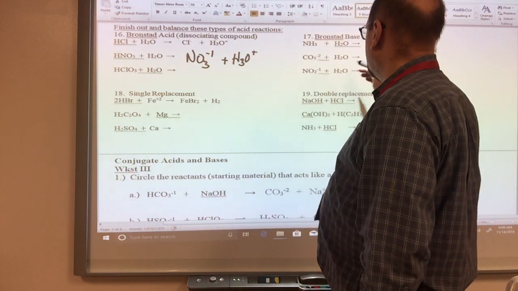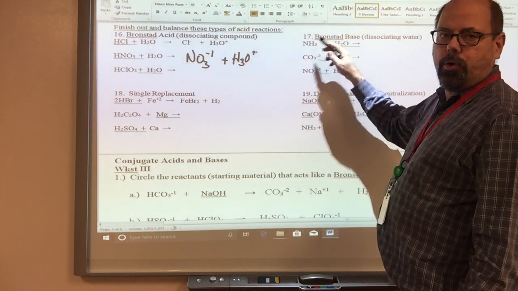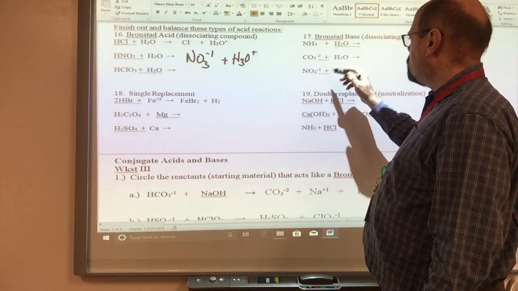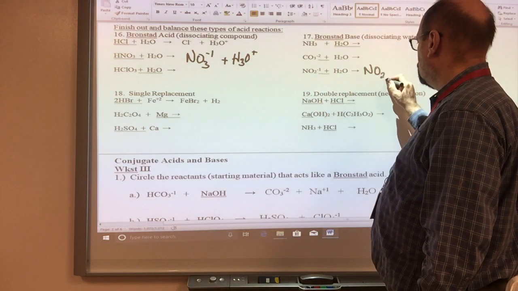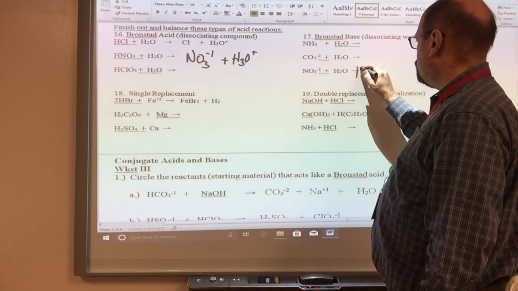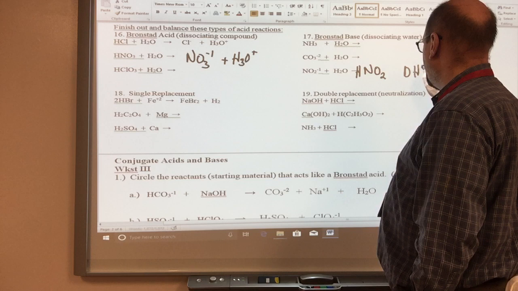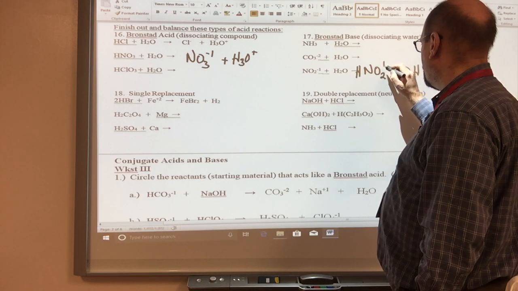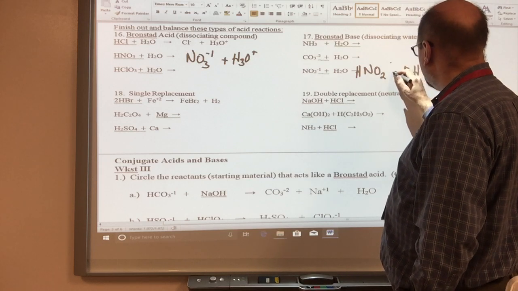I left one here. If I go to Bronsted base, that means that this substance is going to pull a hydrogen from someplace. So I'll take nitrite, for instance, NO2, and it's going to pull one hydrogen from water, and this is going to then become OH minus. Oh, this doesn't have a charge, so come on. There we go.